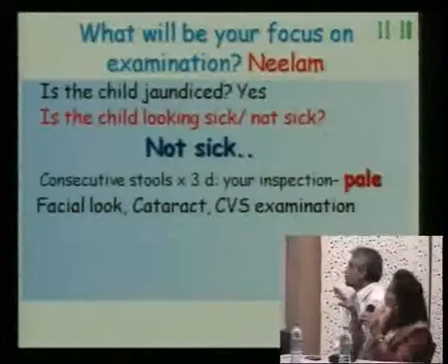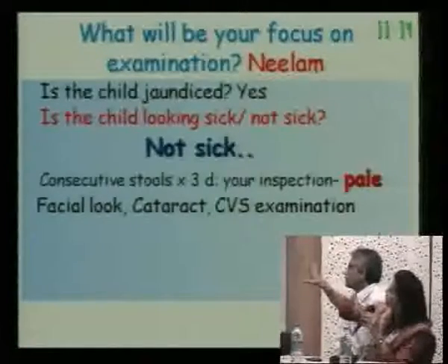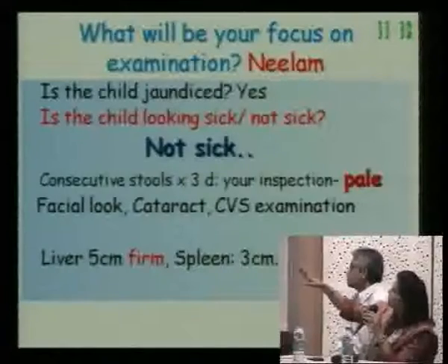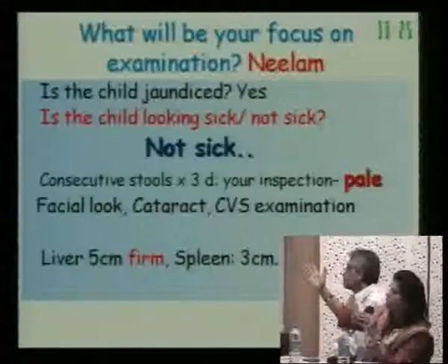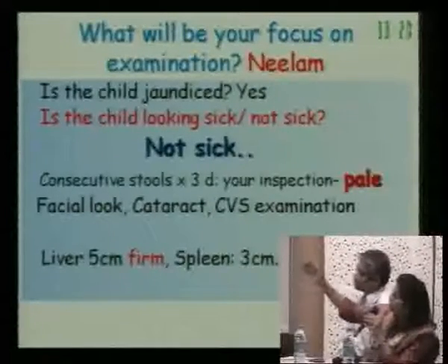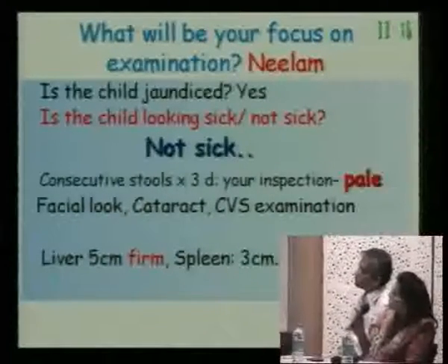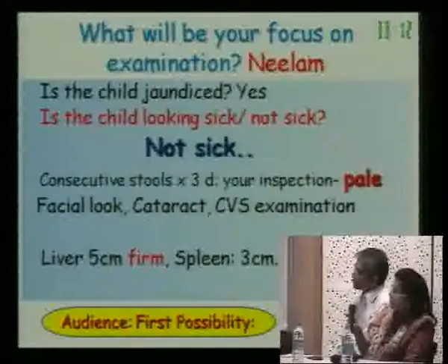Now in this particular child that you're talking about, jaundiced, not sick, I have seen the stools which are pale, and I assume there is no cataract, the looks are normal and it is a term baby. Yes. Okay. So in that case, my examination has found the liver to be 5 centimeters, firm in consistency, and the spleen is enlarged 3 centimeters down.